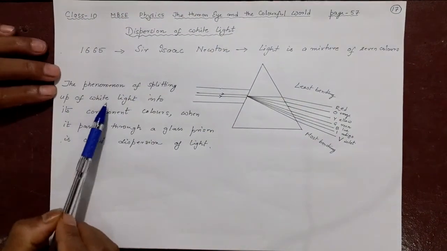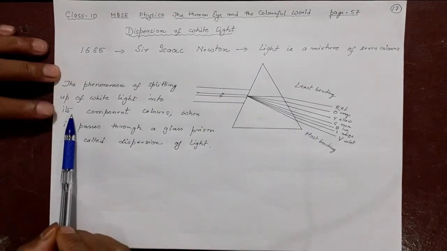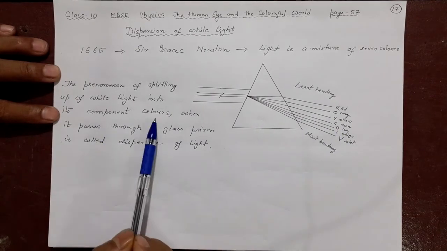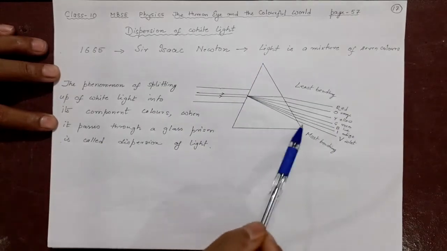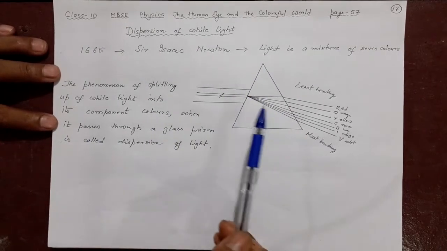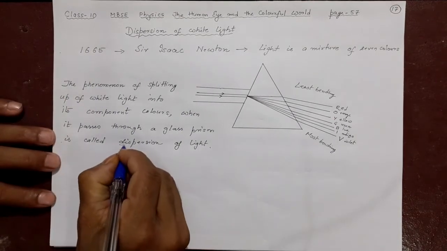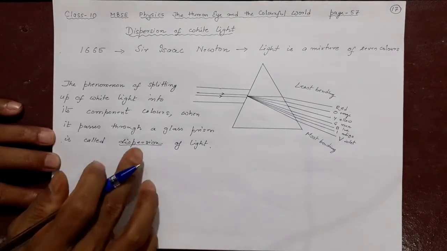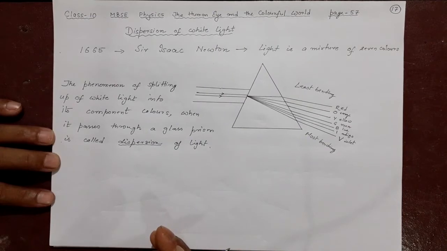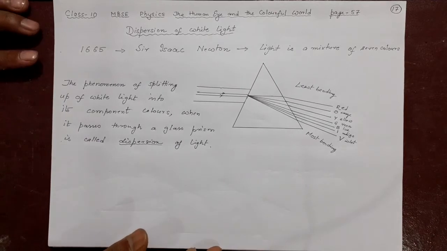Splitting up of white light into its components, these colors red, blue, yellow, orange. When white light passes through a glass prism and gets split into 7 different colors, that process is called dispersion of light. Very simple. Remember, it is not refraction; you have to understand dispersion separately. Dispersion is the white light becoming 7 different colors. It is called dispersion of light.